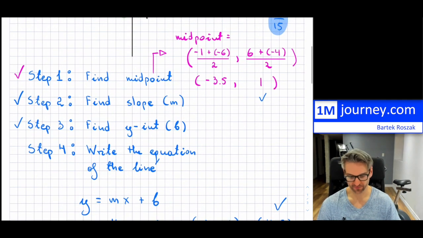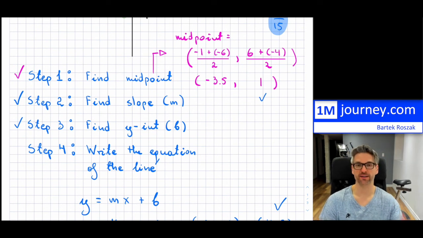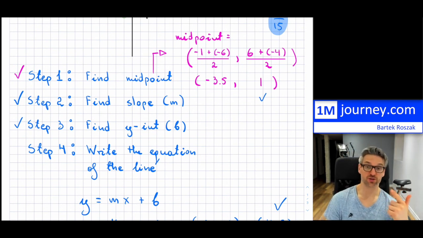And that is it. Those are your steps. So find the midpoint, find the slope, find the y-intercept, and then write the equation of the line. And I guess you can put the restrictions if necessary, but that will depend on your teachers.